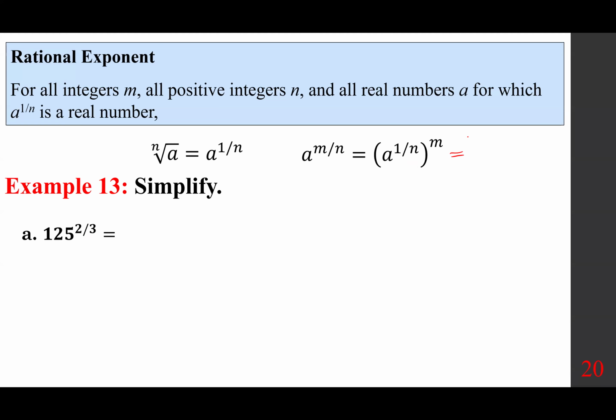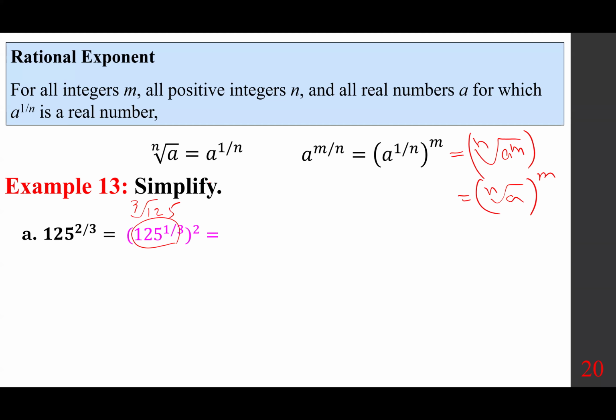By the way, in the radical format, you can write this as the nth root of a to the power of m. So you could rewrite this as 125 to the power of 1/3 squared, and this one is the cube root of 125, which is 5. So 5 squared is 25.